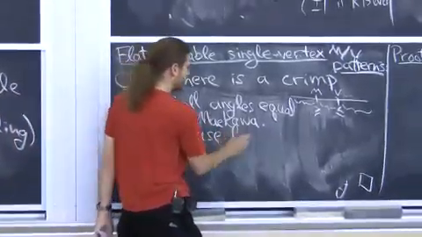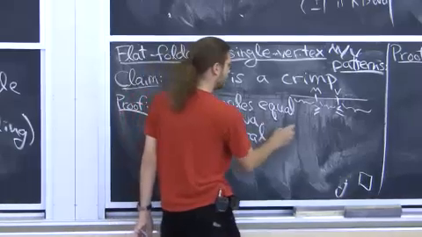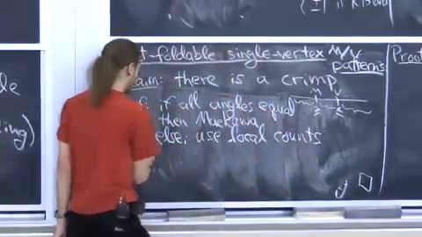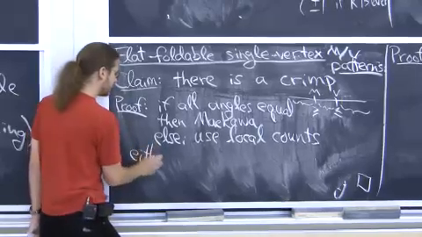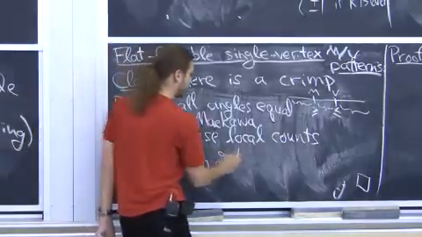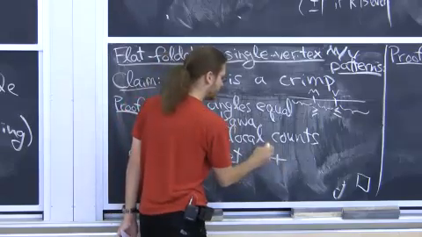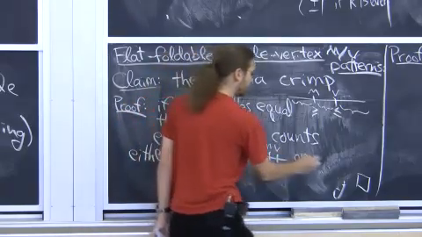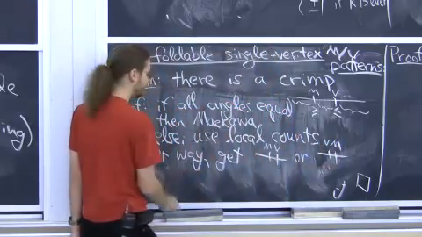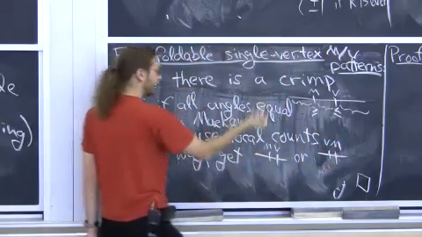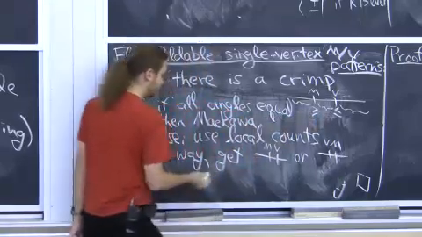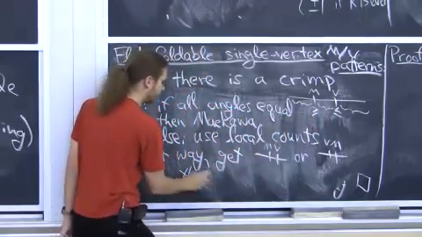Otherwise, use local counts. And in either case, we get either a mountain to valley transition or a valley to mountain transition. And I get it in such a way that these inequalities on the lengths hold. So in other words, that it's a crimp.